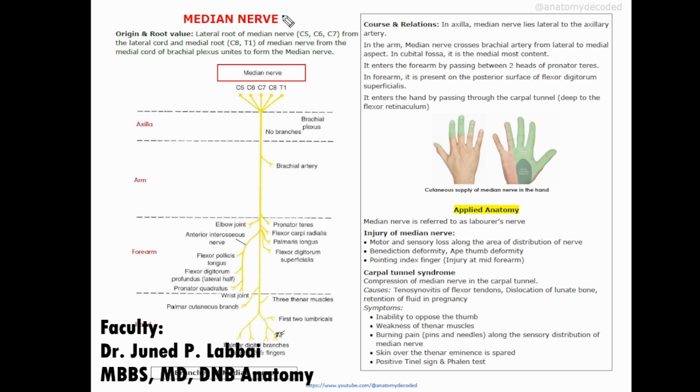Hello everyone, in this session we'll be learning about the median nerve from the Anatomy Decoded quick revision flowchart and the notes that we have made for you all.